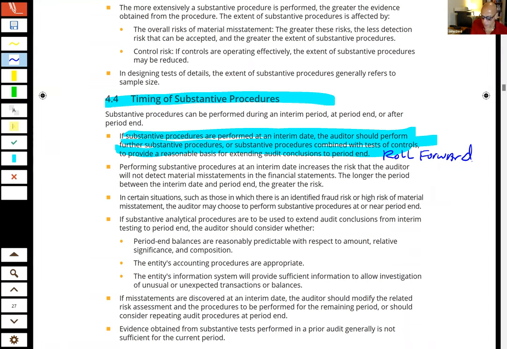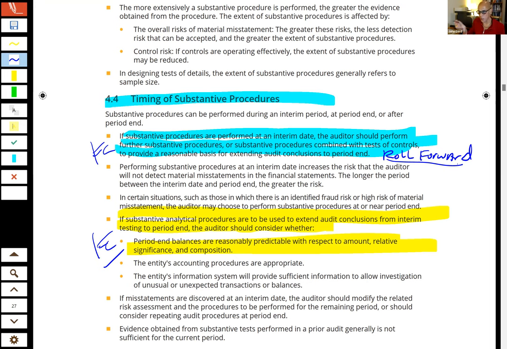So when you do that, you could use a substantive analytical procedure to extend audit conclusions from interim to the year end, but you have to be reasonably certain that the year end balance is predictable. So you want to be careful about that. It's got to be something predictable if you're going to use an analytical procedure to extend forward. But you do have to do some sort of roll forward. You just can't close your eyes and swing and say, well, I did my testing in the interim and nothing bad happened by the end of the year. You can't do that.